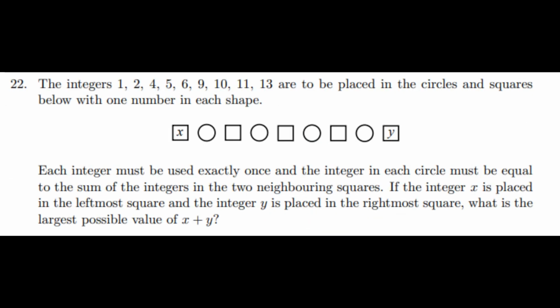Alrighty, now on to question number 22. The integers 1, 2, 4, 5, 6, 9, 10, 11, and 13 are to be placed in the circles and squares below with one number in each shape. Each integer must be used exactly once, and the integer in each circle must be equal to the sum of the integers in the two neighboring squares. If the integer x is placed in the leftmost square, and the integer y is placed in the rightmost square, what is the largest possible value of x plus y?